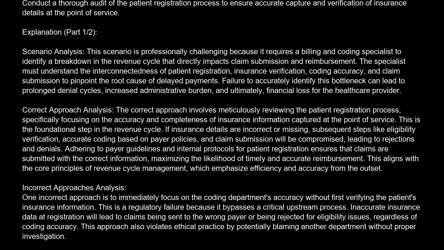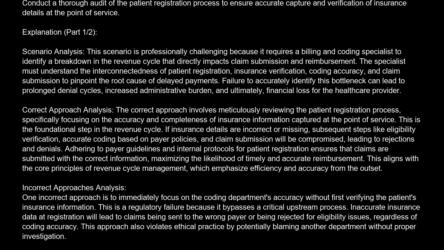Adhering to payer guidelines and internal protocols for patient registration ensures that claims are submitted with the correct information, maximizing the likelihood of timely and accurate reimbursement. This aligns with the core principles of revenue cycle management, which emphasize efficiency and accuracy from the outset.